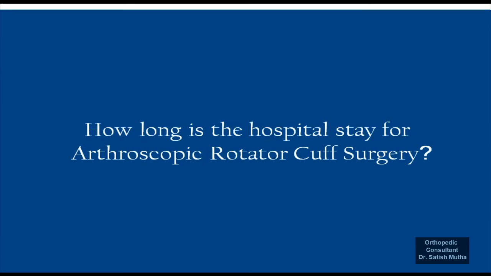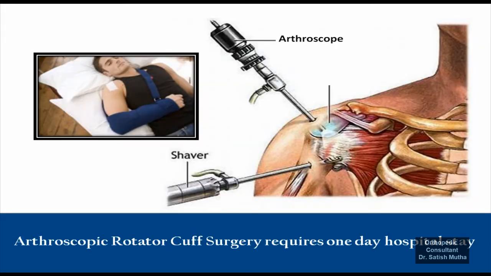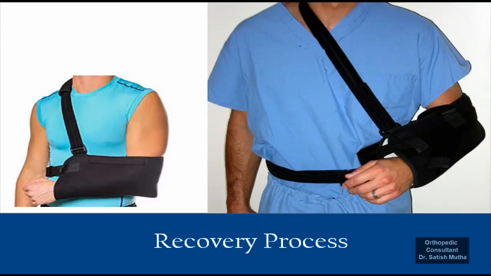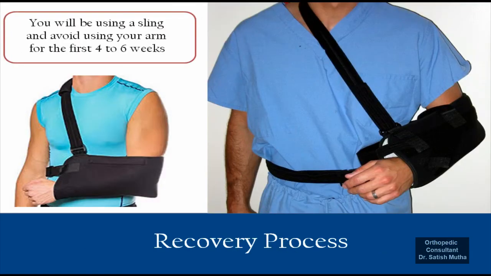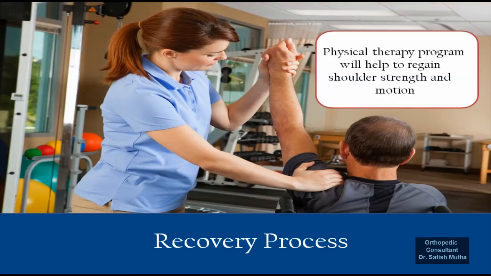How long is the hospital stay for arthroscopic rotator cuff surgery? Arthroscopic rotator cuff surgery requires 1-day hospital stay. Recovery process. To keep your arm from moving, you will most likely use a sling and avoid using your arm for the first 4 to 6 weeks. A physical therapy program will help you regain shoulder strength and motion.